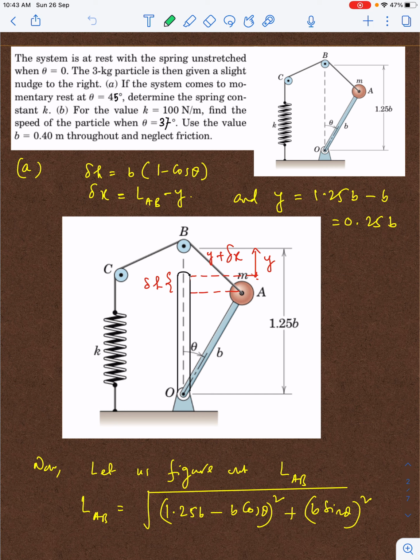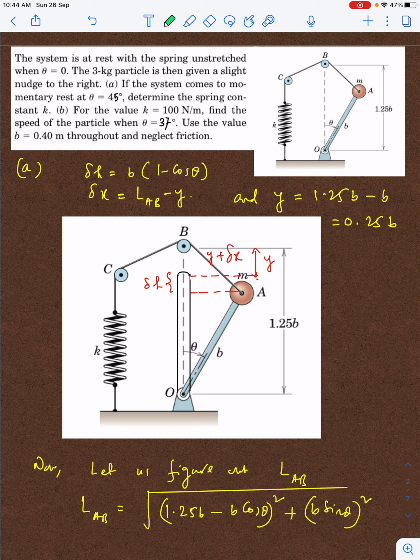So here the statement of the question is saying the system is at rest with the spring unstretched when theta equals 0. This is the angle theta, you can clearly see. And they're saying a 3 kg particle is then given a slight nudge to the right. If the system comes to momentary rest at theta equal to 45 degrees, determine the spring constant K. And for the value of K equal to 100 Newton per meter, find the speed of the particle when theta equals 37 degrees. Use the value B equal to 0.4 meter throughout and neglect friction.